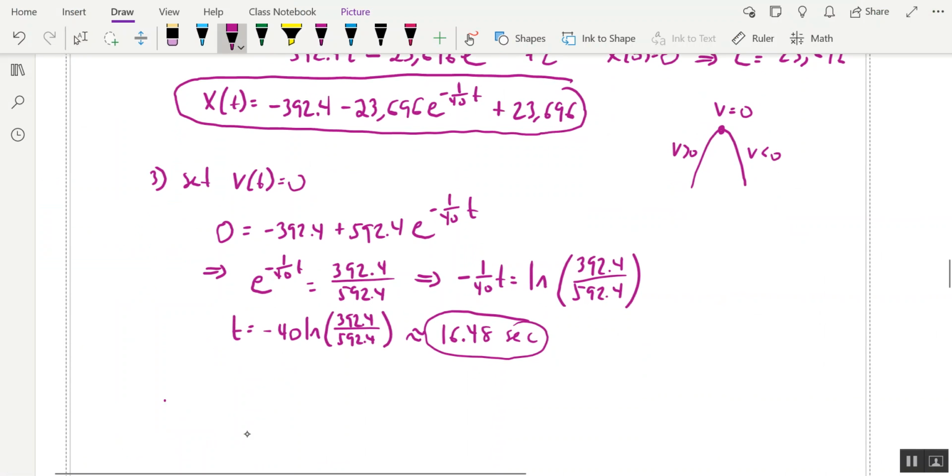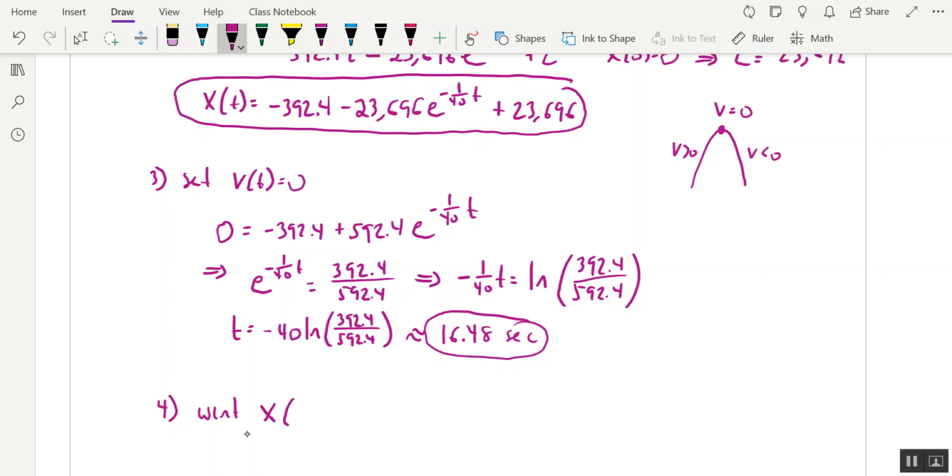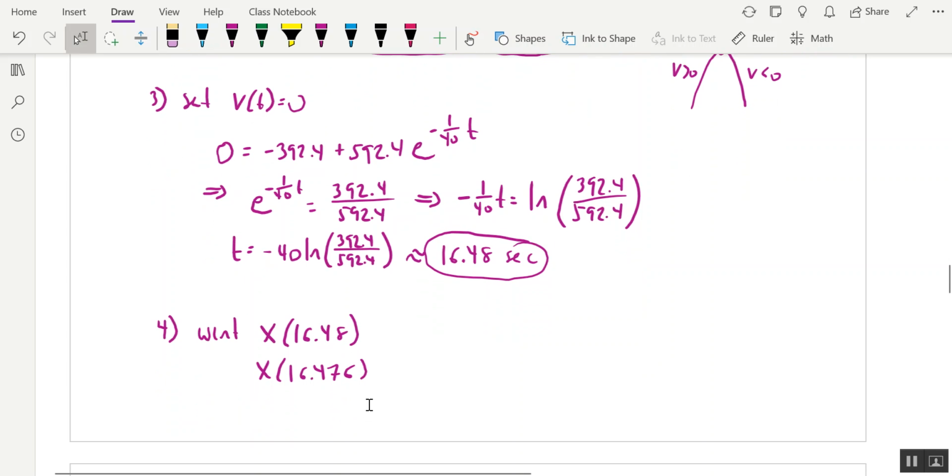Okay, so part 4, how high does it go? We want x of the value we got before. And if you're being careful, you would do x of 16.476 instead, because you don't want to round until the end, to reduce your rounding error. But I think in either case, you get pretty much the same thing. You get 1,534.81, and this would be meters.